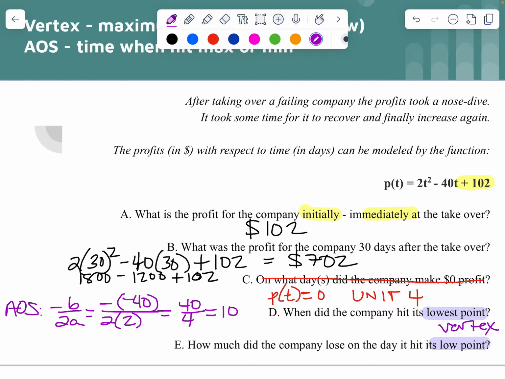And we know that the axis of symmetry is acting as our x value. What's taking the x value here? It's time. So any questions that involve when, the answer is going to go right there. So time is 10. That is the answer. t is 10. Our lowest point is going to be on the 10th day in this scenario. How much exactly did we lose?